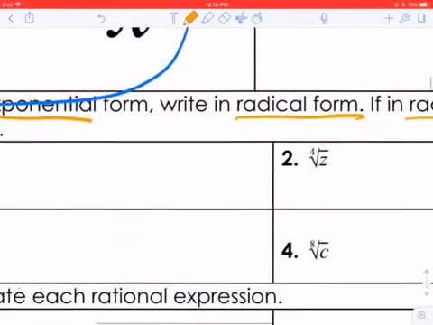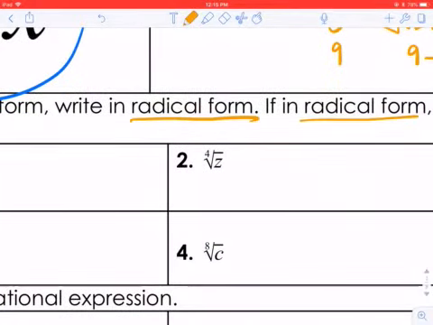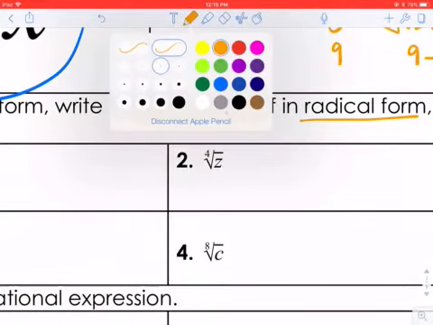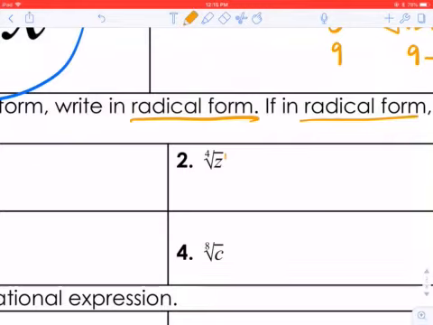All right, number 2 is in radical form already. So I know that this has an exponent of 1. So I have z to the 1, and it's the 4th root of that. I take my 4, it goes to the bottom because it's a denominator, and it goes z to the power of 1 over 4. This was in radical form, and I put it into exponential form.